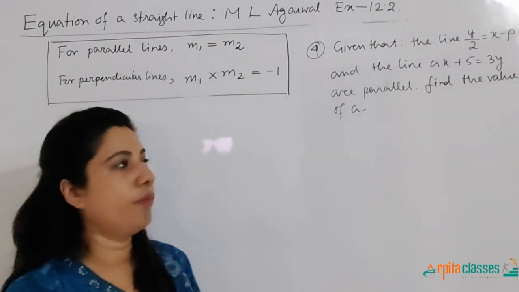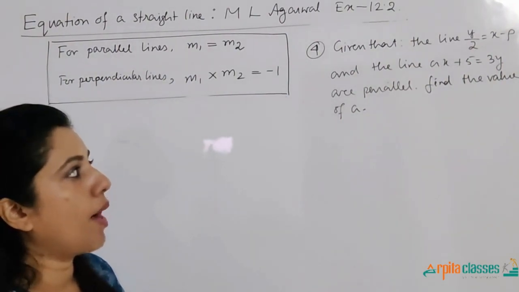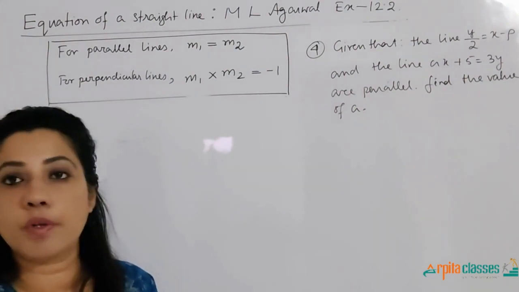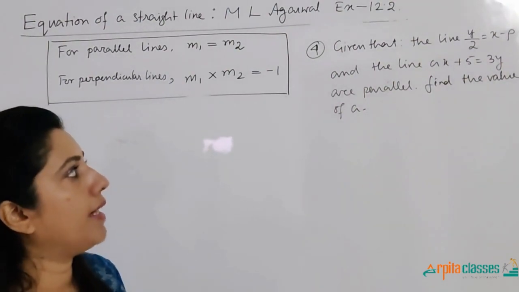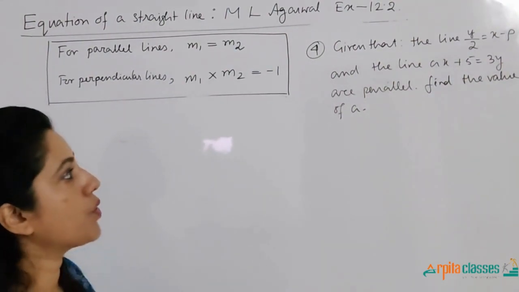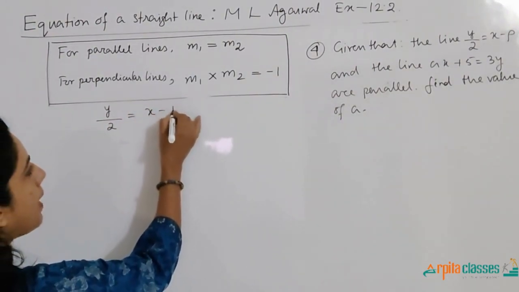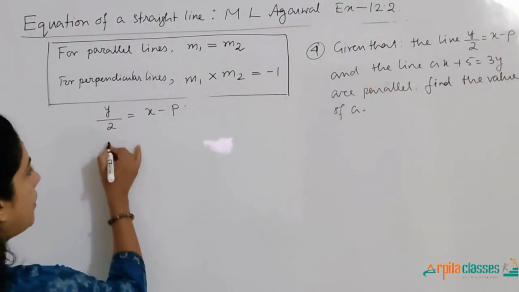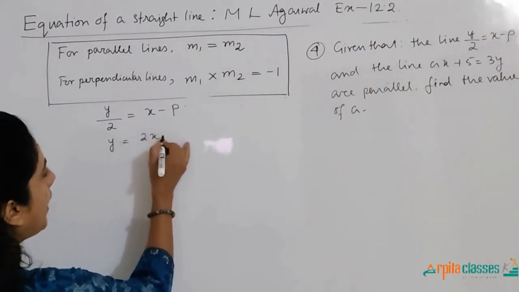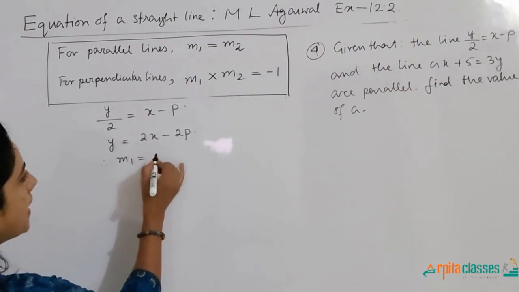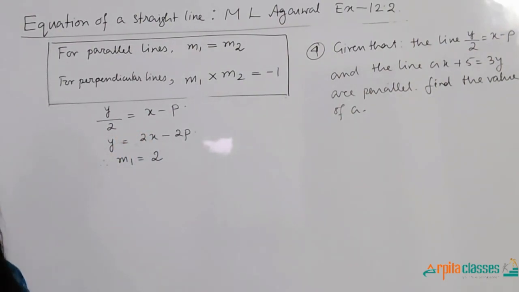Let's start with question number 4. Given that the line y upon 2 is equal to x minus p and the line ax plus 5 is equal to 3y are parallel, find the value of a. Okay, so first line is y upon 2 is equal to x minus p. So from here we get y is equal to 2x minus 2p. Therefore the slope of this line is 2. This is the first thing.